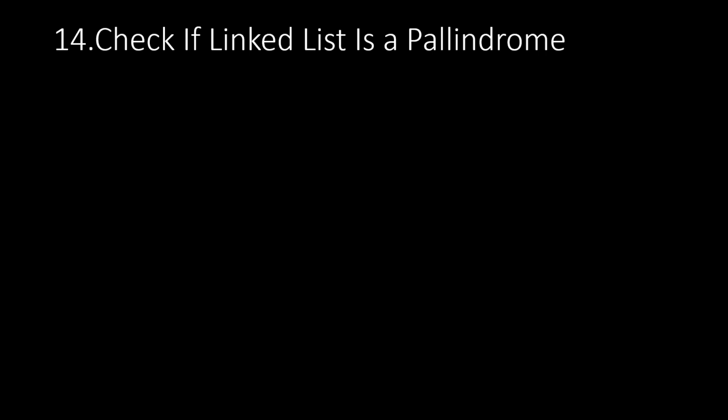I hope everyone knows what is a palindrome. If you start reading from left to right, suppose 1 2 1 1 2 1, this is the same from left side and right side also. This is a palindrome number. We know this visually, but in terms of coding, how can we approach? That is the most important part here.